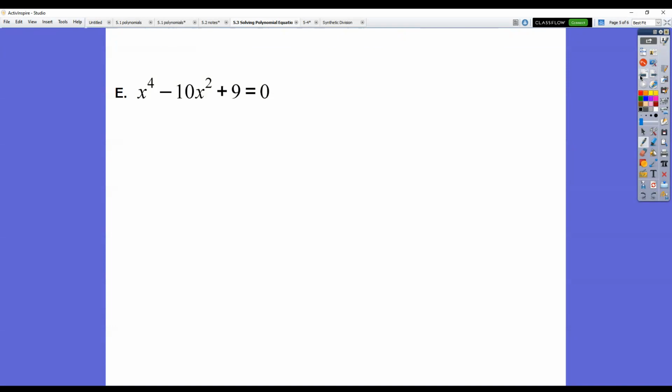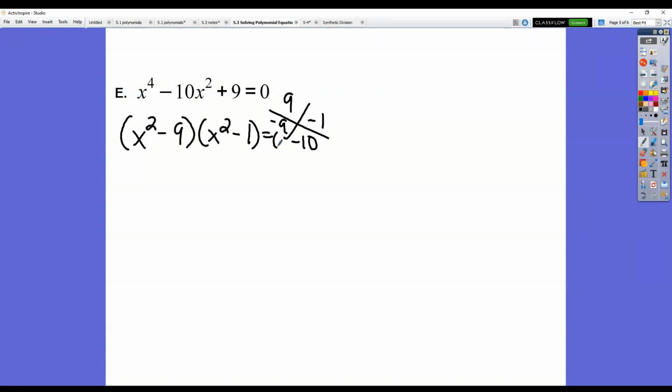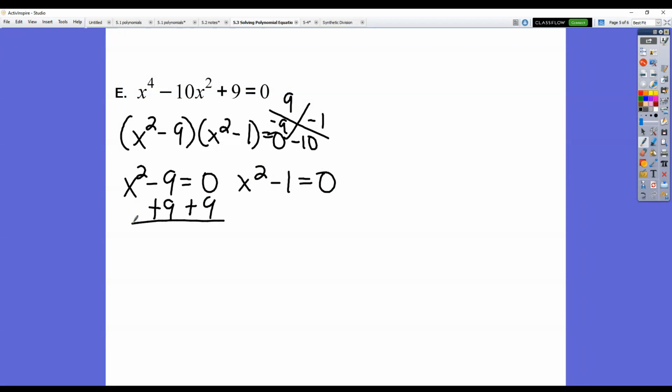Okay, next one. Factoring this one, multiplies to 9 and adds to -10. -9, -1. Set them equal to 0. You're going to solve these by taking square roots. That's what we learned in chapter 4. Don't forget, you gotta have plus or minus every time you take a square root.